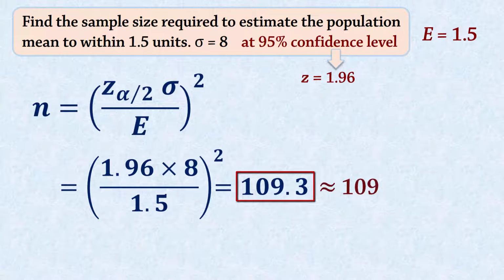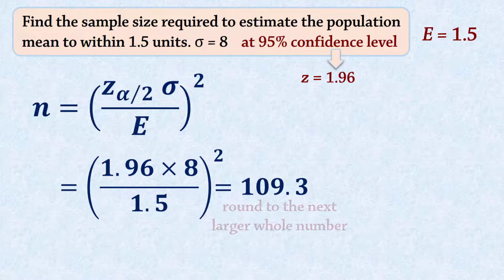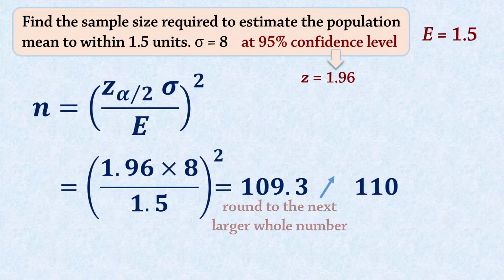But then a sample size of 109 will not be enough. The result shows that we need more than 109. Thus, we always round to the next larger whole number. So the sample size needed here will be 110.